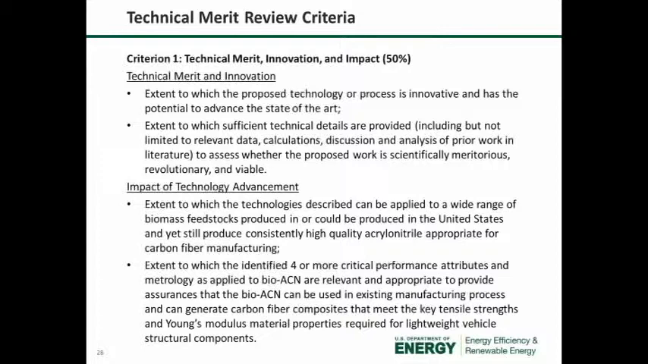Under the impact of technology advancement, the extent to which the technologies described can be applied to a wide range of biomass feedstocks produced in or that could be produced in the United States, and yet still produce consistently high-quality acrylonitrile appropriate for carbon fiber manufacturing. And the extent to which they identify 4 or more critical performance attributes and metrology as applied to bio-ACN that are relevant and appropriate to provide assurances that the bio-ACN can be used in existing manufacturing processes and can generate carbon fiber composites that meet the key tensile strength and Young's modulus material properties required for lightweight vehicle structural components. Next slide, please.